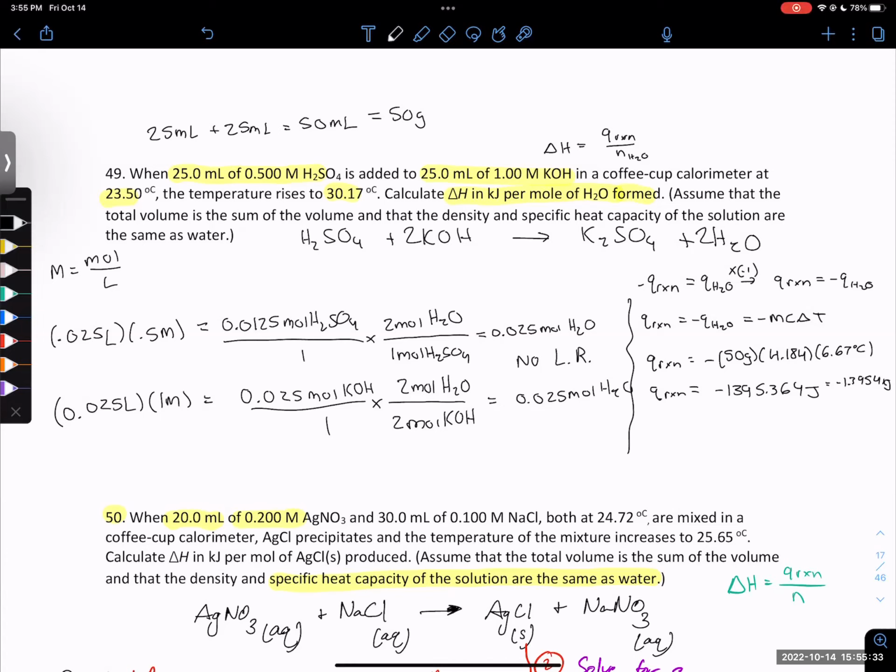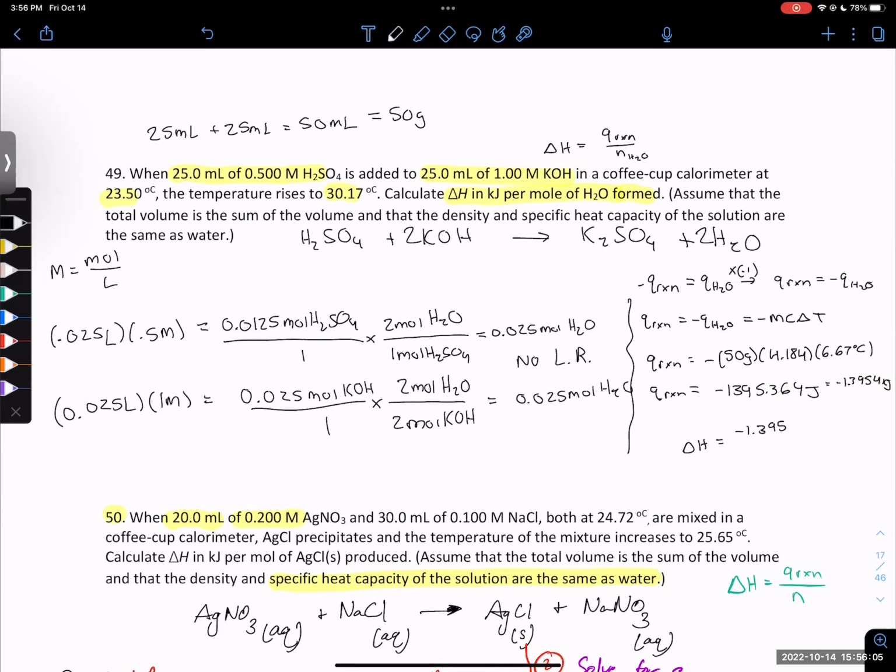Okay, so now we have everything we need. Delta H is equal to Q of reaction, which we found. And we have moles of H2O. So all we have to do is plug those 2 variables in. So delta H equals negative 1.3954 over, what is it? I know I rounded it here, but I'm just going to use the rest of the decimal places so we can make sure we get the same answer.